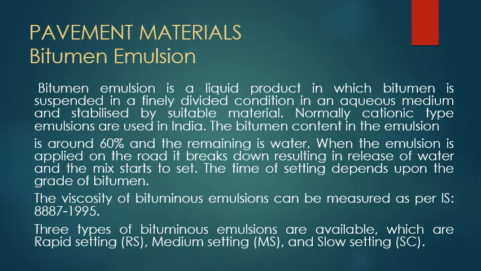So the types of bituminous binders used in flexible pavement construction are paving grade bitumen, modified bituminous binder, cutback bitumen, and the emulsion that we have discussed till now. Of course, these are the binders: emulsion, cutback, or modified bituminous binders.